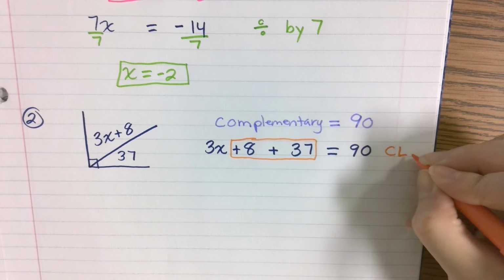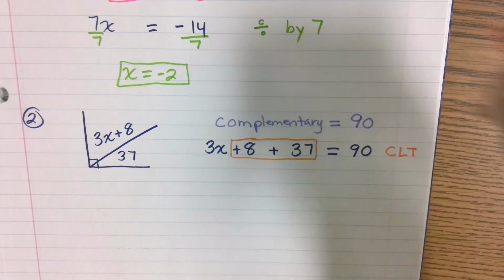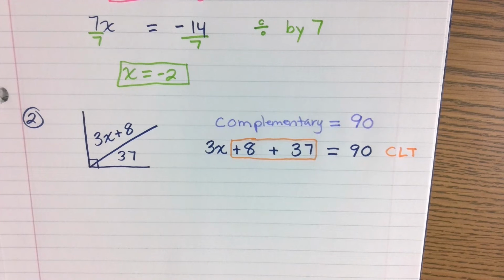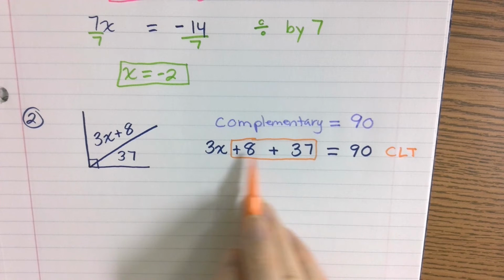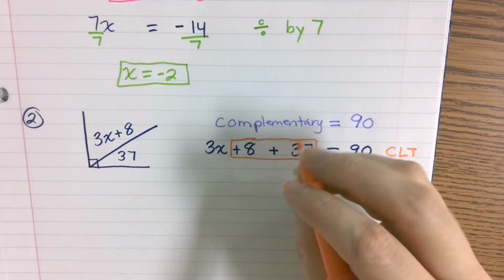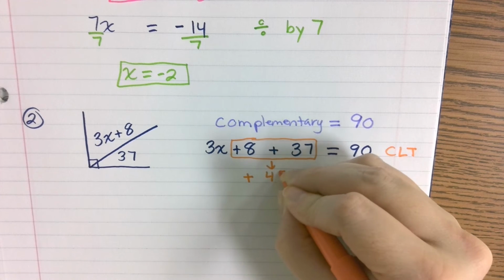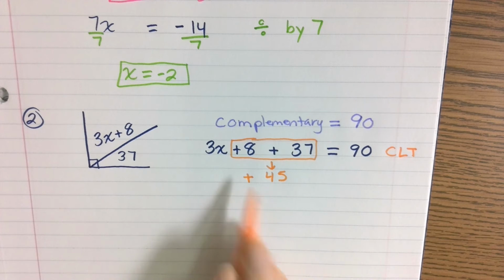So we're going to combine like terms. I don't know why I put a B instead of a T. Combine like terms. CLT, combine like terms. Okay, so 8 plus 37. 8 plus 37 is going to give us a positive 45. Remember, I'm writing a plus sign in front of it so that way it takes on an operation.